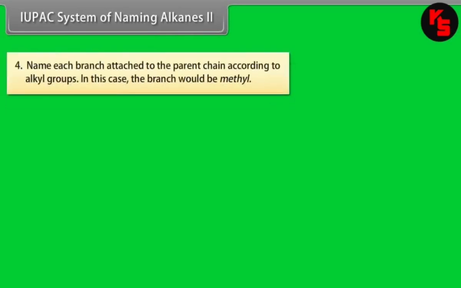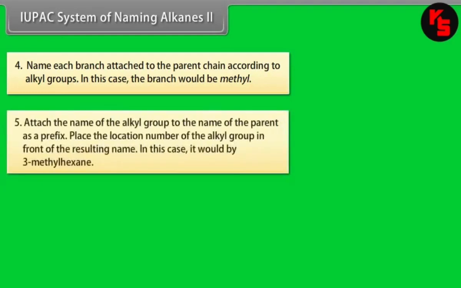IUPAC system of naming alkanes, part 2. Number 4. Name each branch attached to the parent chain according to alkyl groups. In this case, the branch would be methyl. Number 5. Attach the name of the alkyl group to the name of the parent as a prefix. Place the location number of the alkyl group in front of the resulting name. In this case, it would be 3-methylhexane.